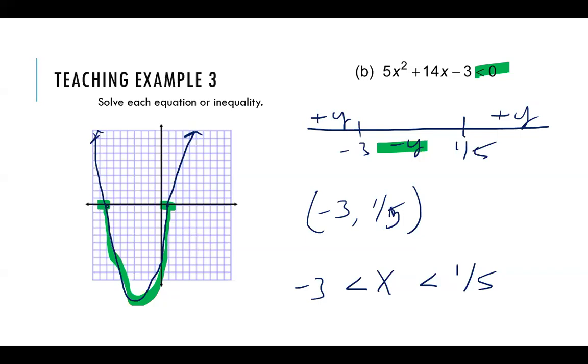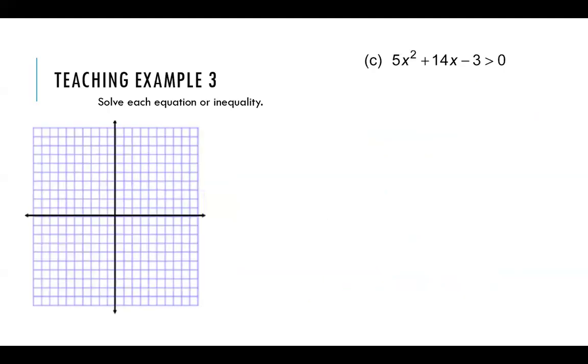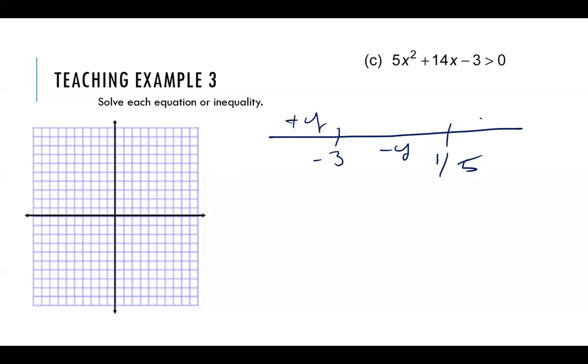All right. So now we're going to do our next one. Our next one is asking us for greater than 0, right? So if I'm looking for greater than 0 values, I'm not even going to draw the sketch. I'm going to just use my sign chart. For my sign chart, that's where my x-intercepts are going, right? My x-intercepts, we have -3 and we have 1/5. We know that we have positive y's to the left of -3. We have negative y's between -3 and 1/5. And we have positive y's to the right of 1/5.